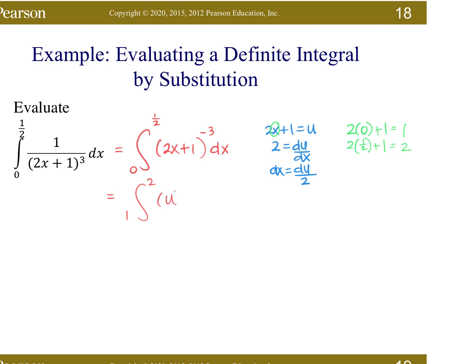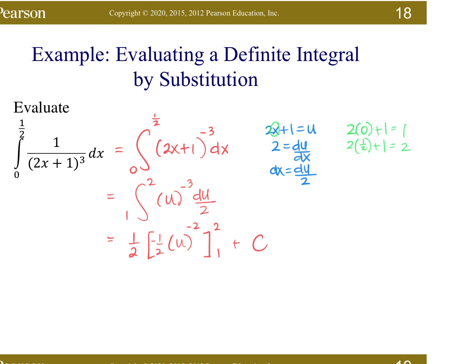And then we'll have u to the -3rd. And then our dx swaps out to be du over 2. So now everything else proceeds as usual, where we're going to pull out the constant 1/2 out to the front before we do our antiderivative. Our antiderivative is going to be u to what power? To the -2, and then I divide by -2, or multiply by -1/2, from 1 to 2 plus c.